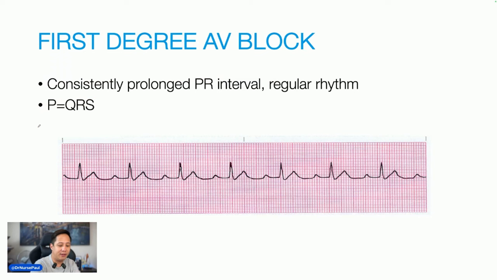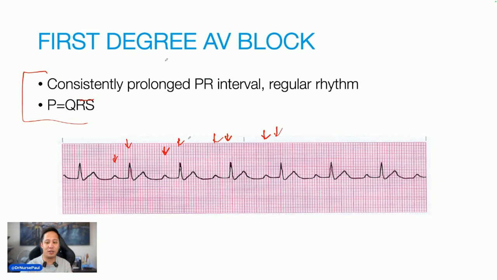For every P, there's a QRS, all right? Look at this. There's a P wave, there's a QRS. Every P, there's a QRS, right? Agree? Because AV blocks usually have P's that don't have QRS. Again, if there's a P for every QRS, that's usually first degree block.